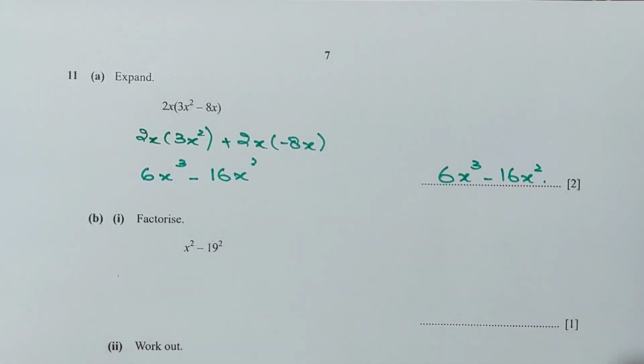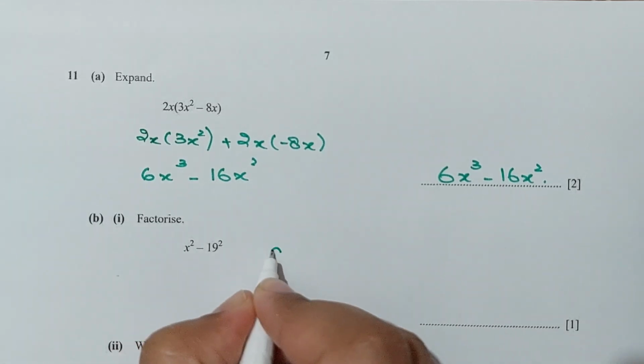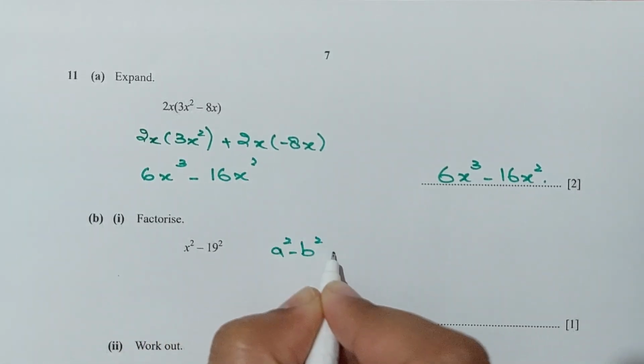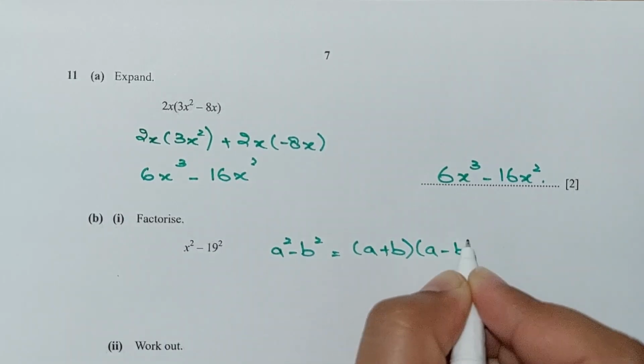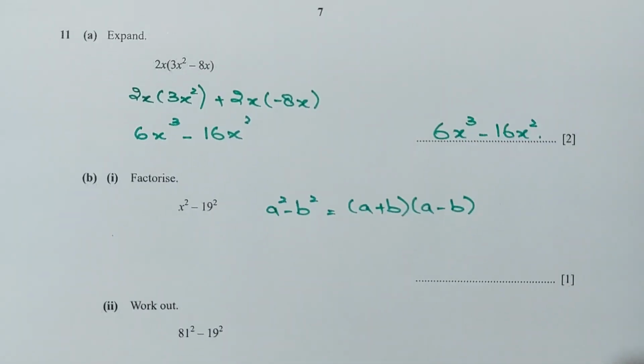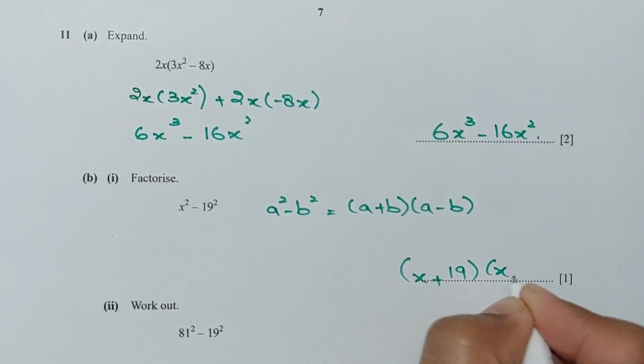Part B, number 1, factorize. This is the difference of squares formula we have to use: when you have a square minus b square, the factors are a plus b into a minus b. So the same thing we apply. The factors are going to be x plus 19 and x minus 19.